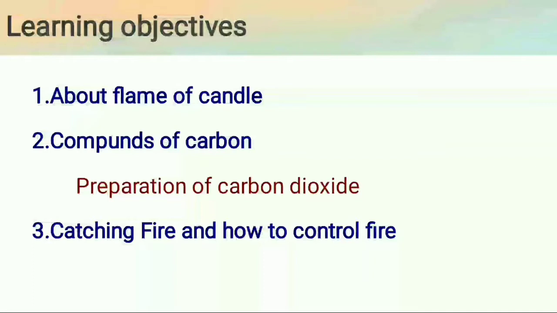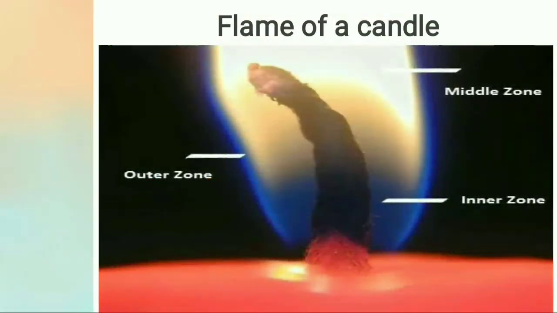And today we are going to learn about the flame of a candle and compounds of carbon. In that, we will see the preparation of carbon dioxide, catching fire, and how to control fire. First, the flame of a candle. A flame of a candle consists of three zones. These are the innermost zone, middle zone, and outer zone.